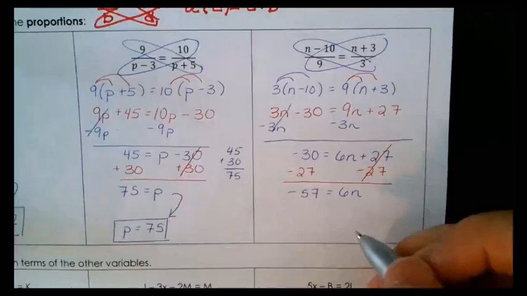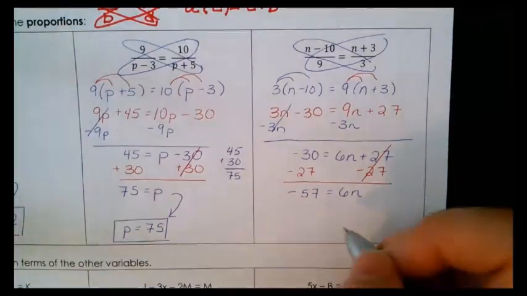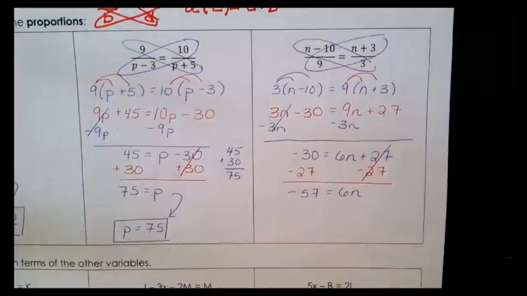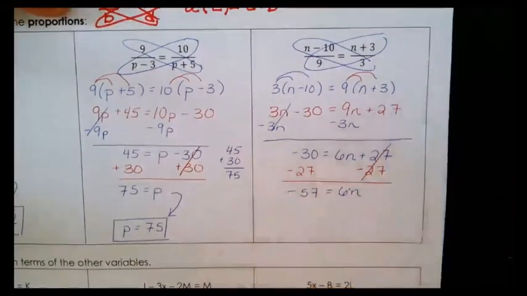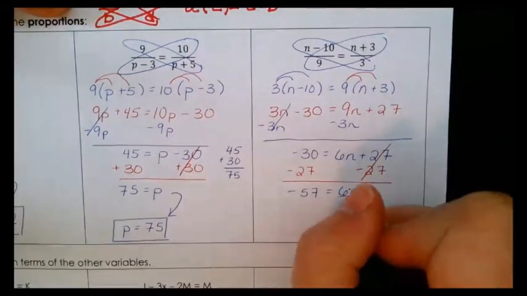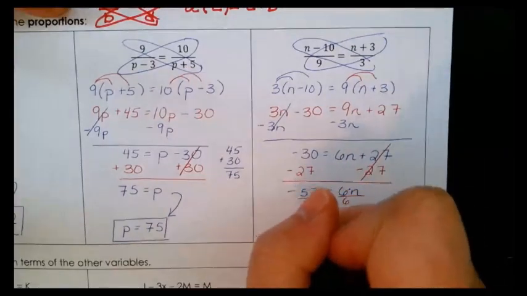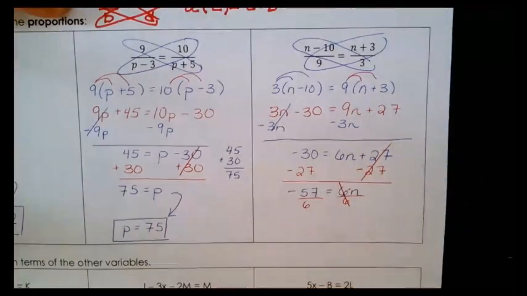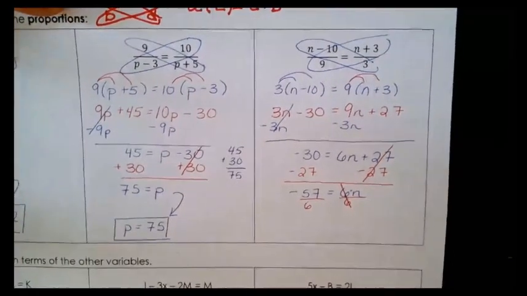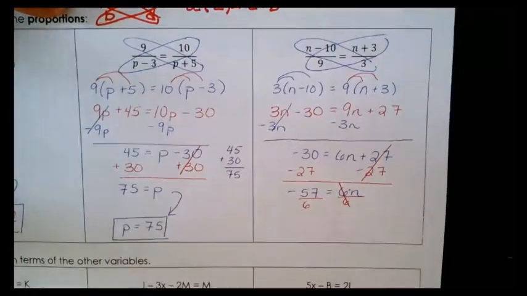Now we're not done yet because n is not by itself. So we need to get rid of the 6. The way that we're going to do it is we're going to break up this multiplication by dividing both sides by 6. Now, 57 does not go into 6 evenly. Okay, so what we're going to have to do is some long division. Let's try it out.